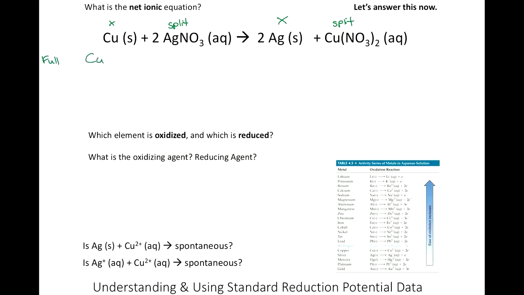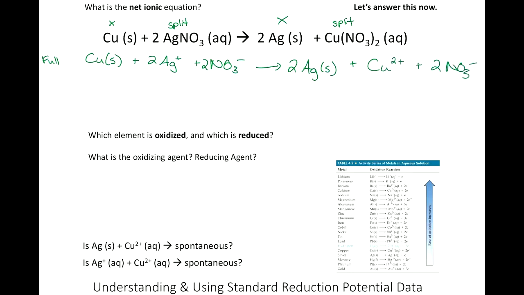So let's write that out. So copper solid plus 2 silver pluses, that's aqueous, I just don't feel like writing it, NO3 minus, oh, so you mean 2 of them, sorry, 2 of them. All right, so I split up the strong electrolyte silver nitrate. And then we make 2 silver solids, and then we split up that copper nitrate, copper 2 plus and 2 nitrates.